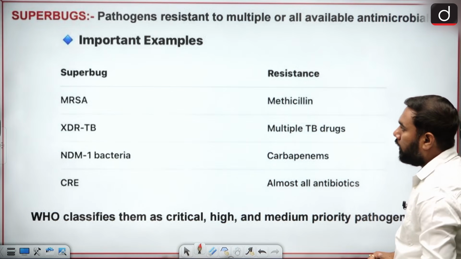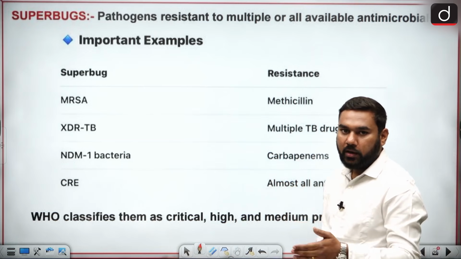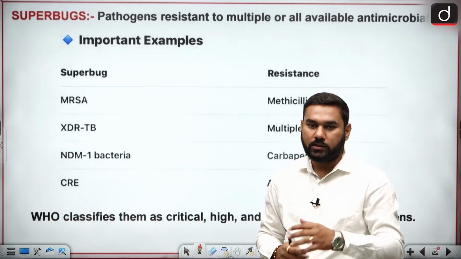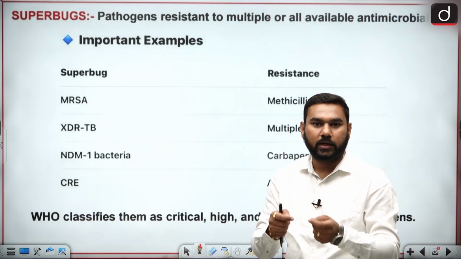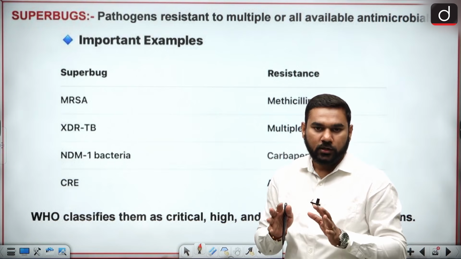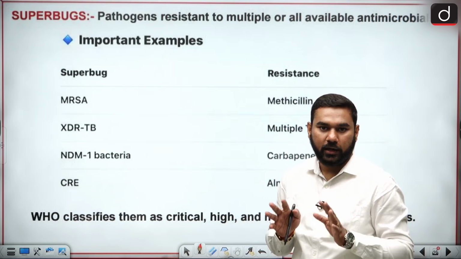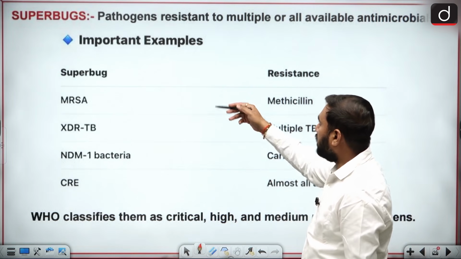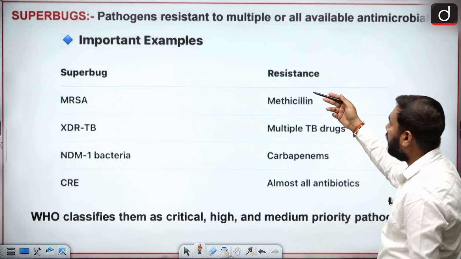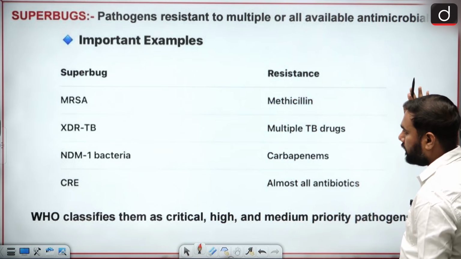Next, what is the meaning of superbug? AMR, antimicrobial resistance, develops microbes which cannot be impacted by antibiotic medicine. So we named it superbug, which cannot be killed by the antibiotic medicines we have right now. These are pathogens resistant to multiple or all available antimicrobial medicines.